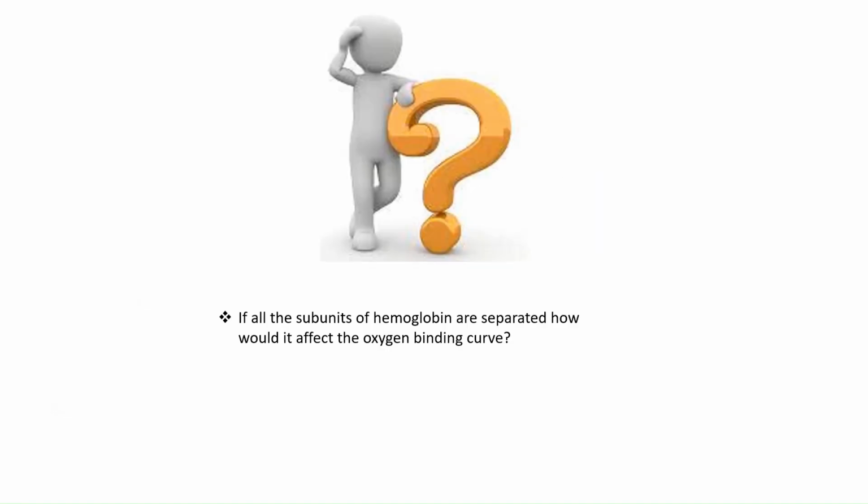Now, one question from my end for you all: if all the subunits of hemoglobin are separated, how would it affect the oxygen binding curve? Do let me know in the comment section.